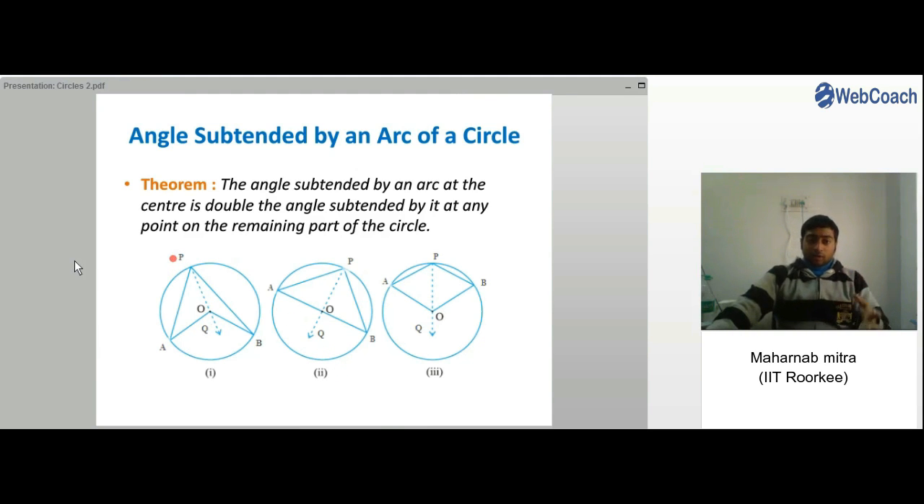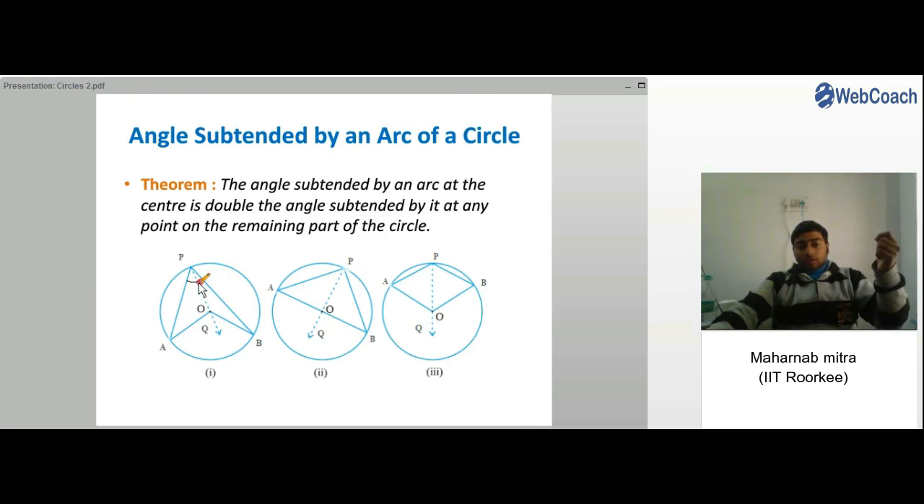Now here comes an important theorem. The angle subtended by an arc at the center is double the angle subtended by it on any other remaining part of the circle. For example, in the first figure, if we consider the minor arc AB, the smaller arc AB, the angle subtended by it at the center is AOB, right? This is the angle subtended by it at the center. But if we consider the angle subtended by it at any other part of the circle, for example at P, it is angle APB. APB is the angle subtended by the arc AB at P.